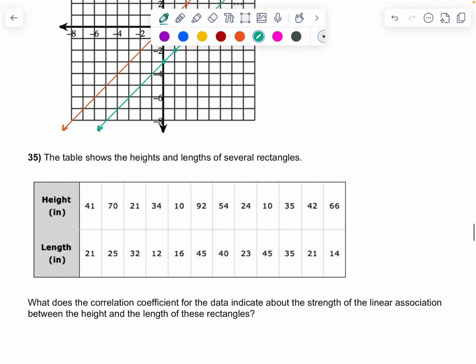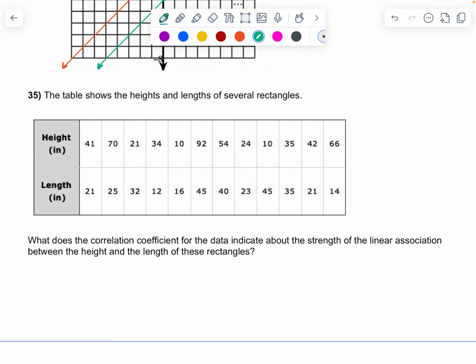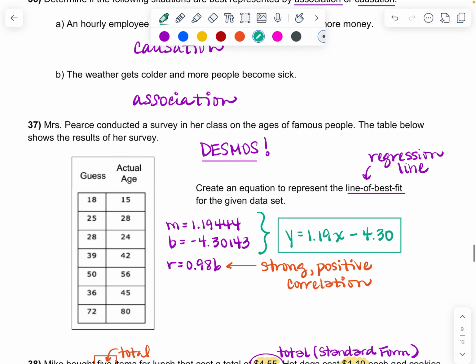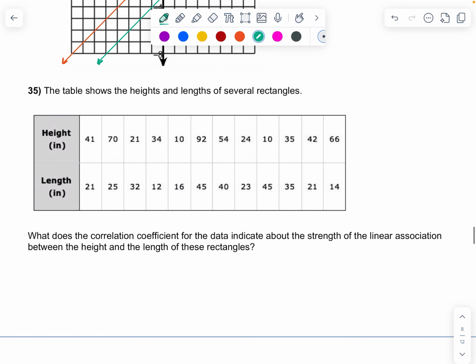All right, here we go. 35, the table shows the heights and lengths of several rectangles. What does the correlation indicate for the strength of this linear association between these guys? Hold on one second. Okay.